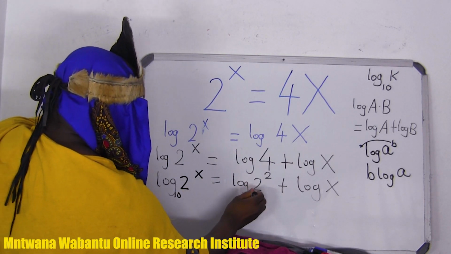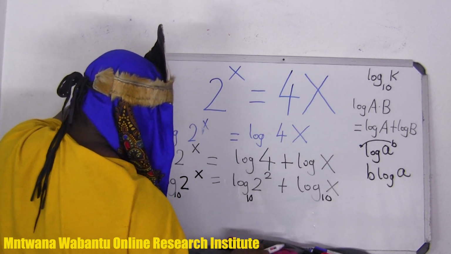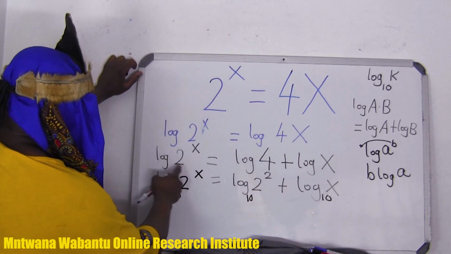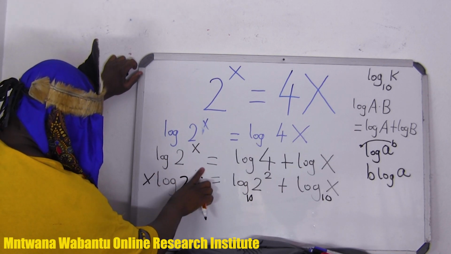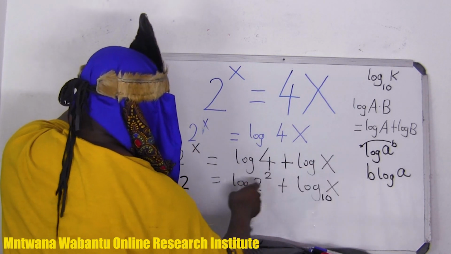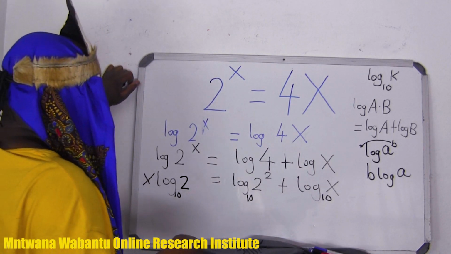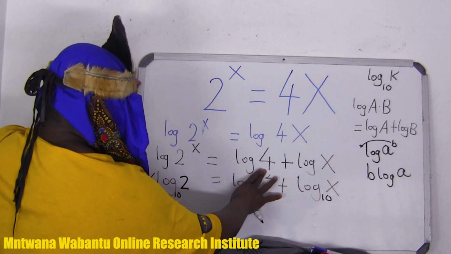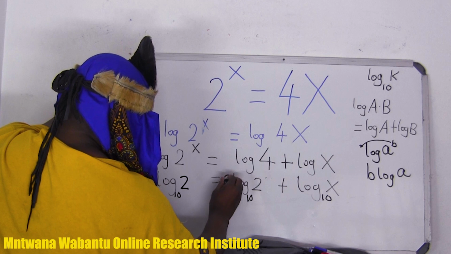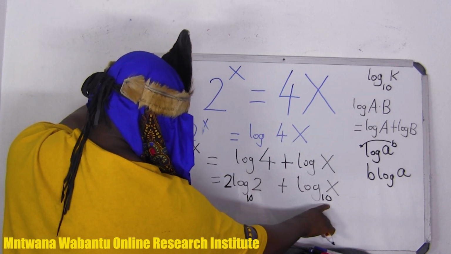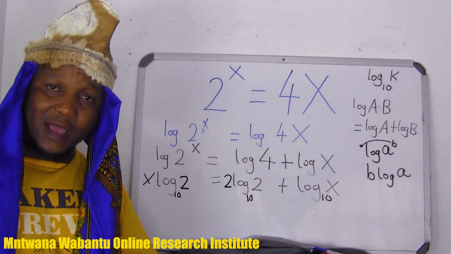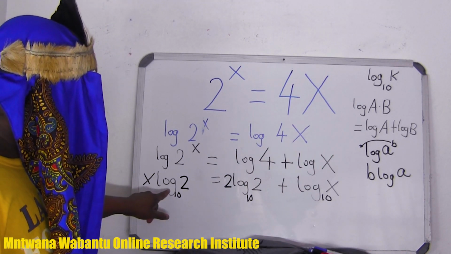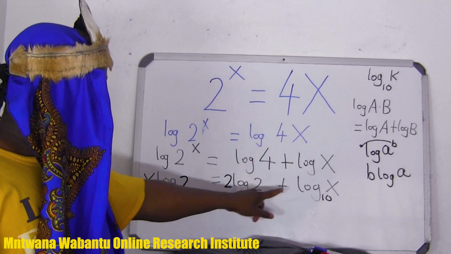So under log base 10, I'll take this x behind and write x here, just like how the law says. I write my 2 in front as well. But unfortunately for the last term, I don't have a power, so there's nothing I can do. So this is x log 2, equals 2 log 2 plus log x.